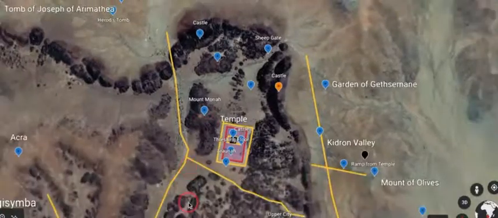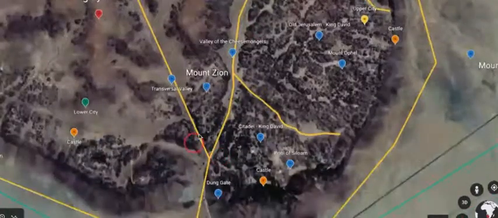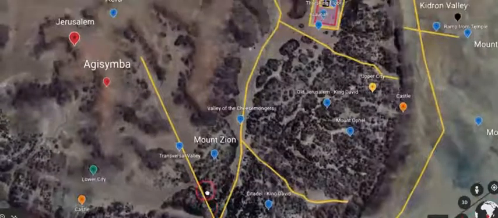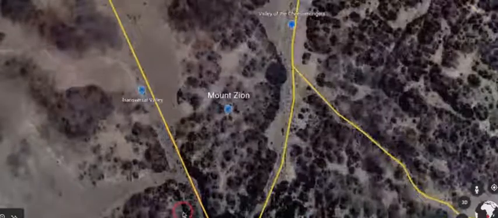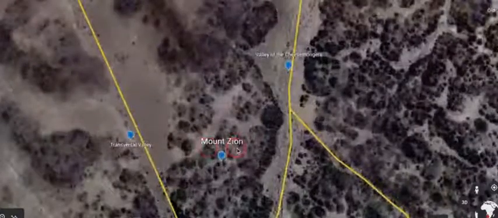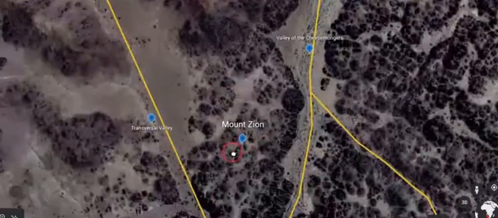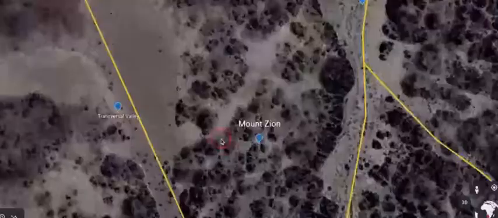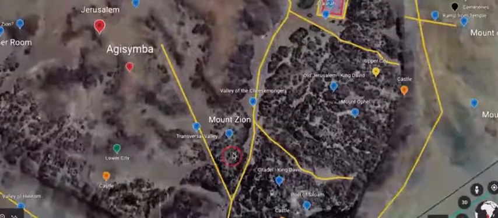And let's go south of Mount Moriah to this mountain. One of the most famous mountains. Everyone has heard of Mount Zion. Well, this is its location. This is the real historical Mount Zion right here inside Jerusalem.